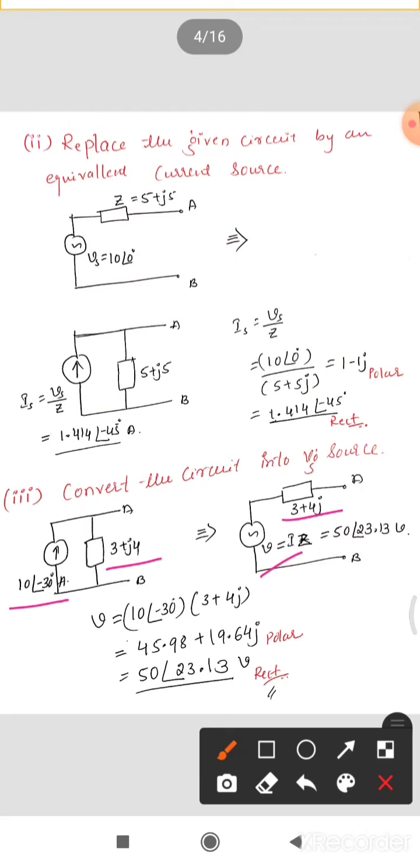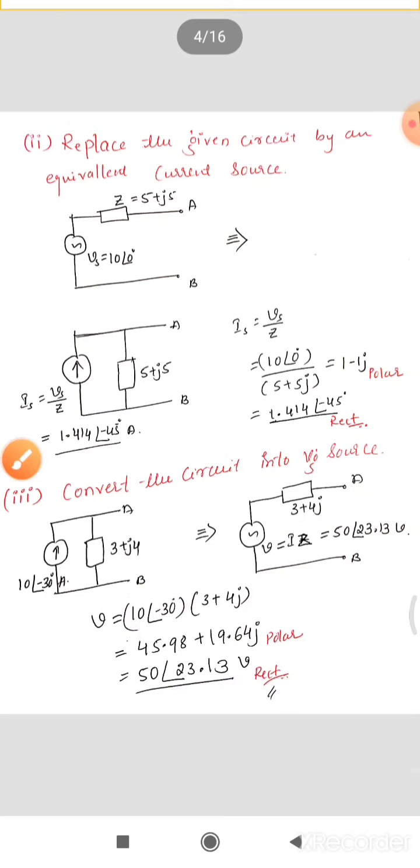I is 10 at an angle minus 30 degrees. Take it in a bracket, and in one more bracket you take 3 plus 4j. Once you multiply, you get one in rectangular form, and another one you get in polar form. Okay, 50 at an angle 23.13 volts. Right? This is the source transformation technique.